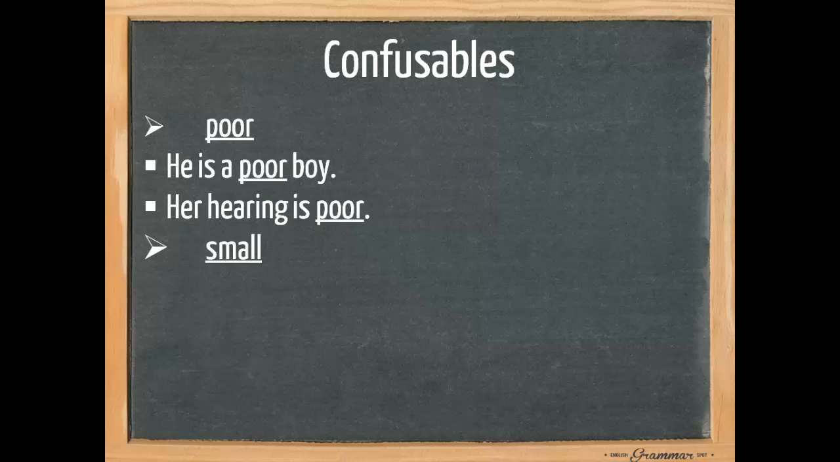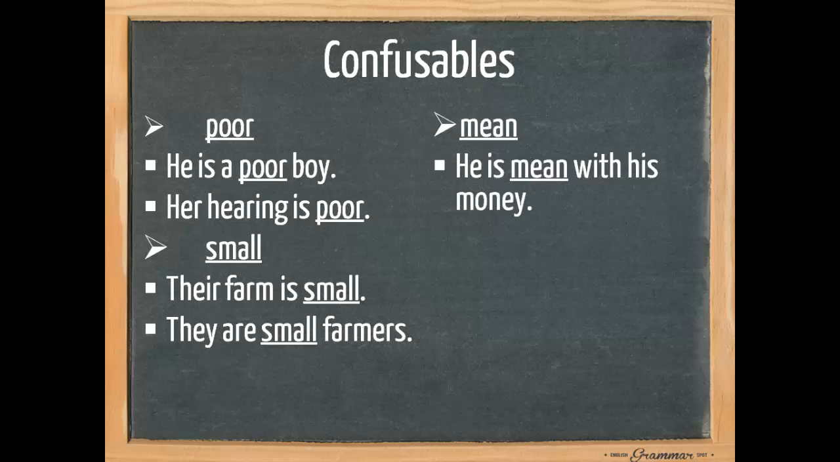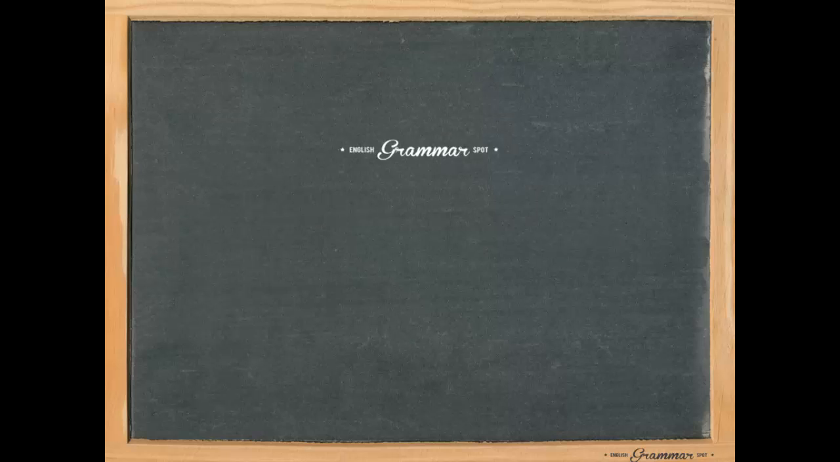Also the word small. Their farm is small, so this says something about the size, but they are small farmers. This does not mean that they are very little people, but it says something about their farm occupation. So they probably have a small piece of land which they work on. Also the word mean. He's mean with his money obviously means that he doesn't like to spend his money, but he's a mean man means that he's not kind.